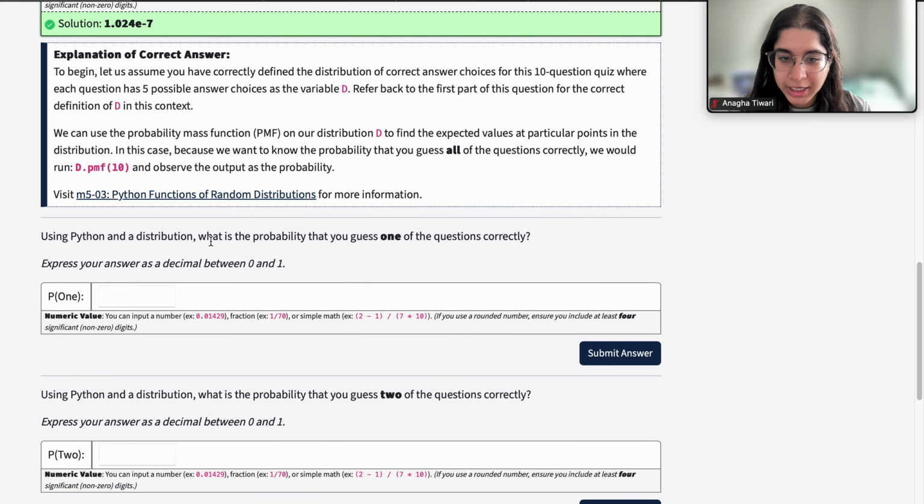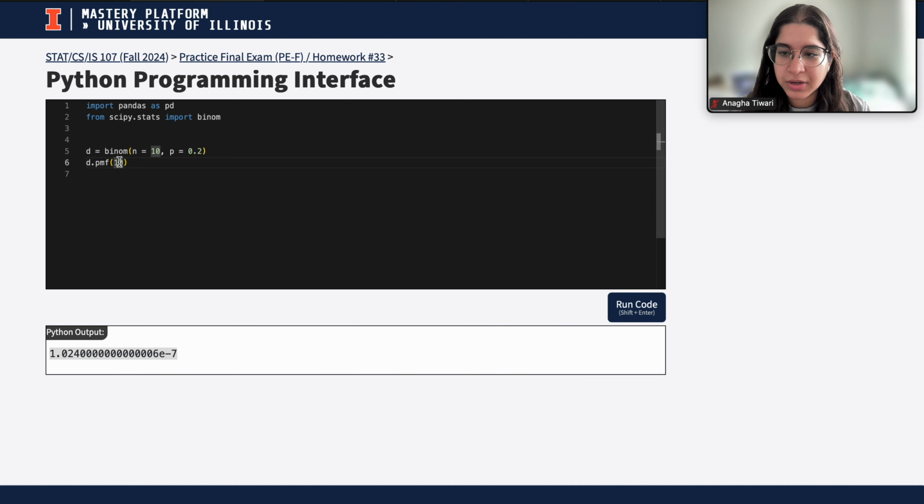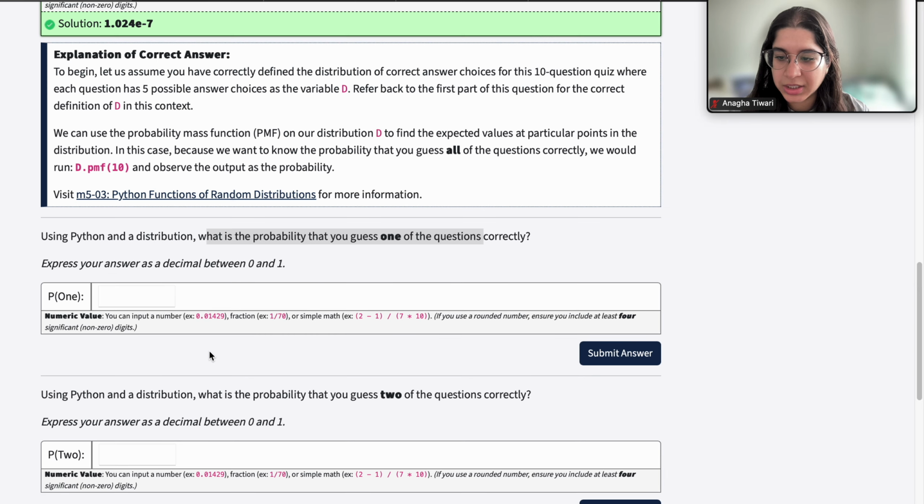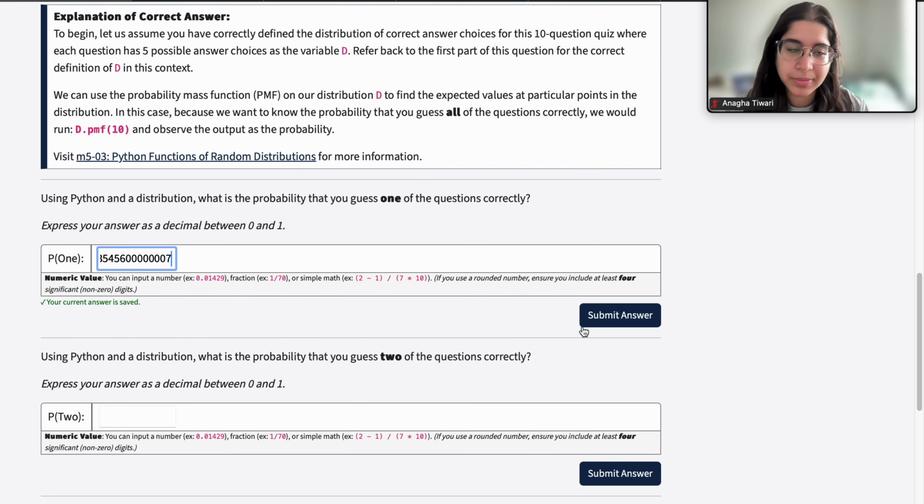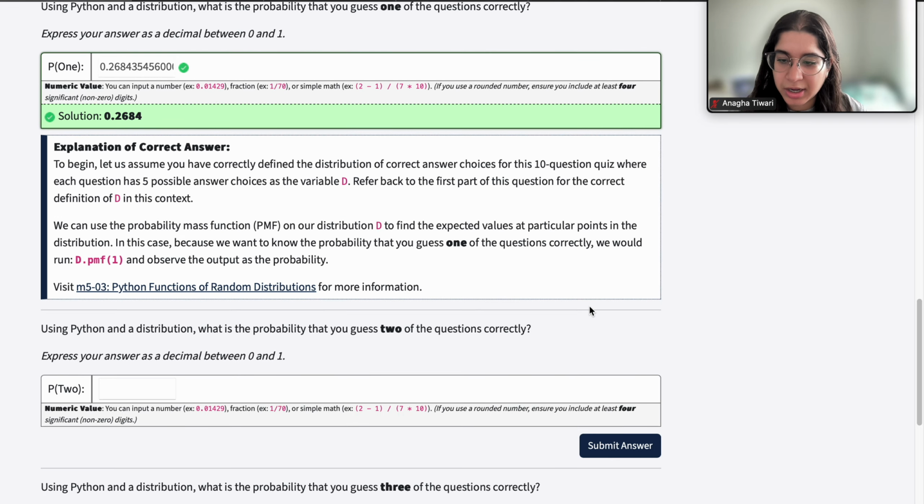And what is the probability that I guess one of the questions correctly? That's the probability of x equals 1, so I want d.pmf of 1. That's going to be around 26%, which makes sense because there are 5 options per question, and the probability that I guess a question correctly is around 20%. So this makes sense in our context.